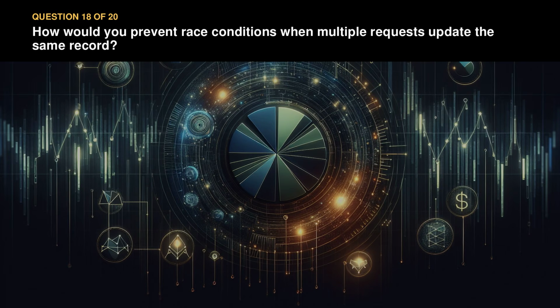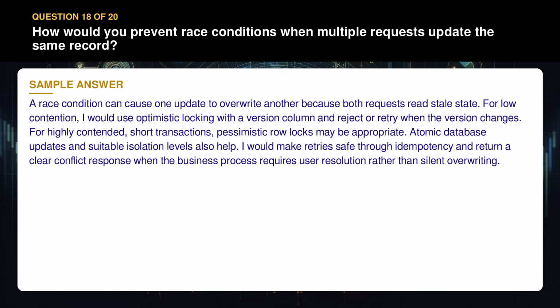Question 18. How would you prevent race conditions when multiple requests update the same record? A race condition can cause one update to override another because both requests read stale state. For low contention, I would use optimistic locking with a version column and reject or retry when the version changes. For highly contended, short transactions, pessimistic row locks may be appropriate. Atomic database updates and suitable isolation levels also help.